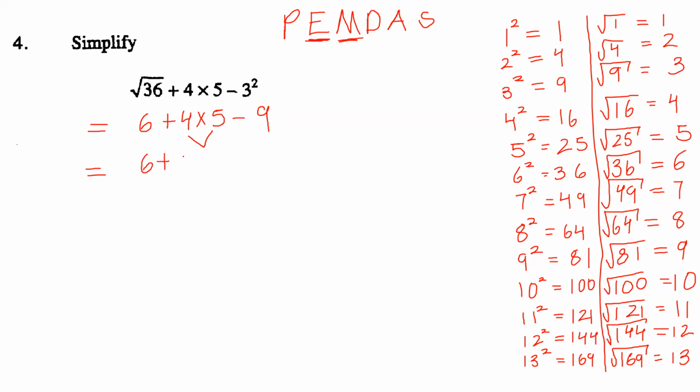4 times 5 is 20. So we have 20 minus 9. Now, what are we going to do at this point? We're going to add. What is 6 plus 20? 26. We bring down the 9. It's going to be 26 minus 9. What's 26 minus 9? 17. 26 minus 9 is 17.